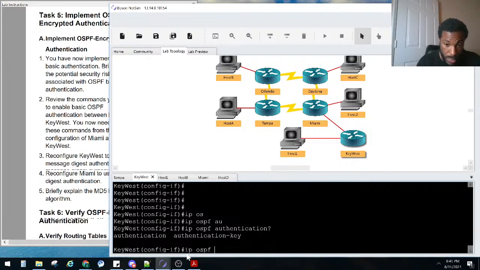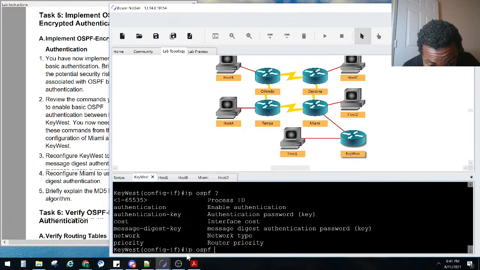Actually, let's do this. Question mark, because I can't remember. It's message digest key. So this right here is in clear text when we set up OSPF. Y'all remember? It was a couple screens back. We did something similar to this. So that's clear text. This is MD5. This does encrypted authentication for OSPF. So IP OSPF message digest key, right?